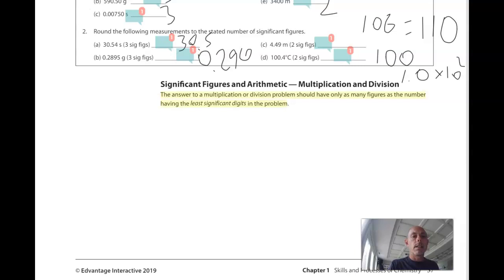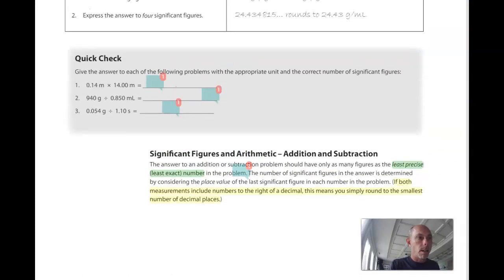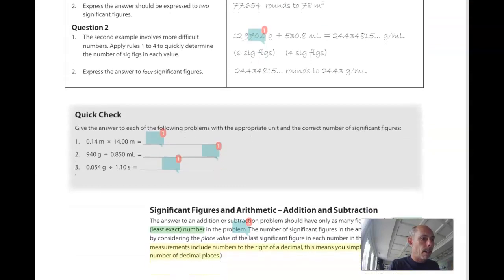The answer, again, to any multiplication and/or division problem should have the same number of significant figures as whichever number was used in the problem with the fewest. All right, scrolling up. And let's use quick check number 3 first. All right, so we're going to take 0.054 grams and divide it by 1.10 seconds.